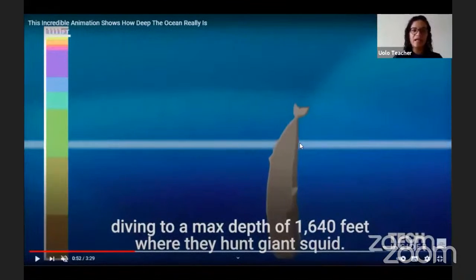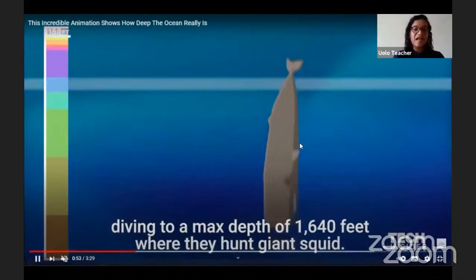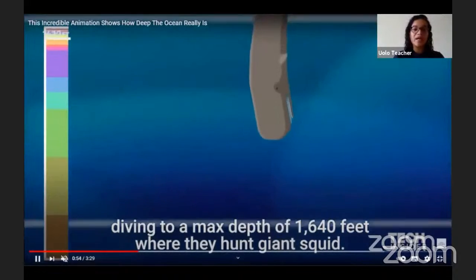Now, let's go ahead. But you know what? Humans can't bear it, but whales can manage to swim at that depth. You know why? Because they are huge, right? We are so tiny, so we cannot bear the pressure, but whales are huge, right? They are giant, so they can bear the pressure. And at this depth, that is at 1640 feet, what do they do? They hunt for giant squid.